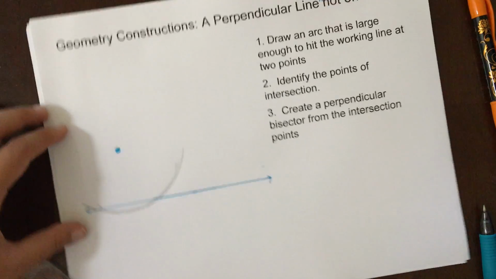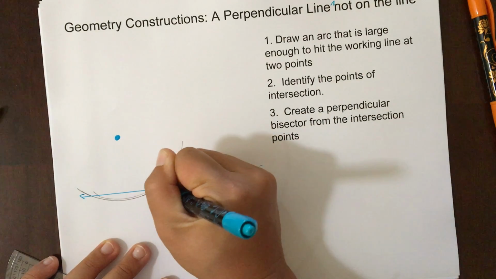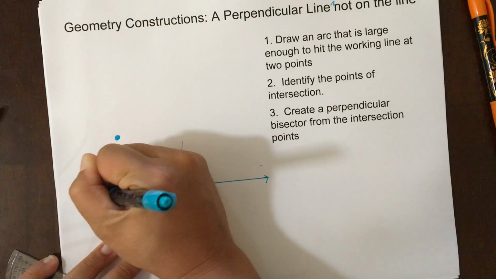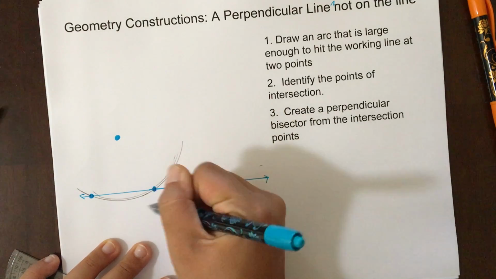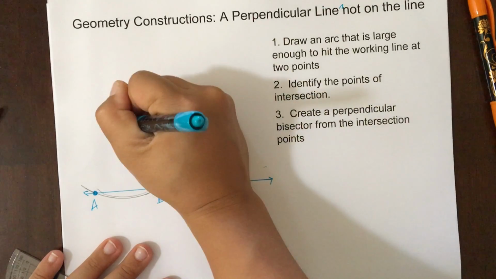Okay. Now, what does that do? Well, identify the points of intersection. Okay, here's a point of intersection. Here's a point of intersection. Let's call this B and A. And then we'll call this point P.